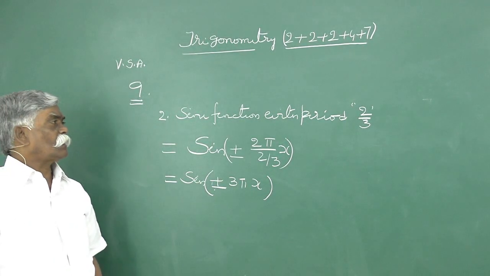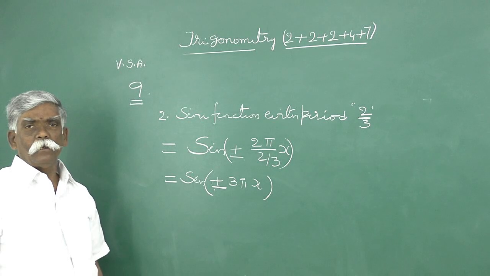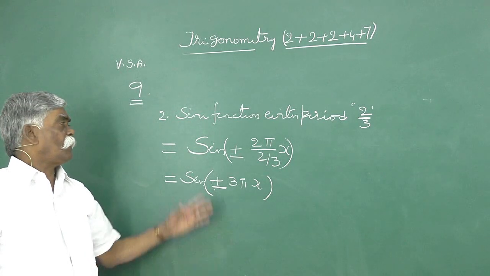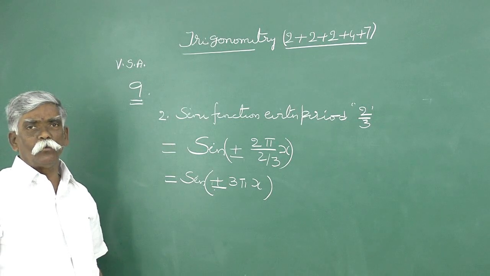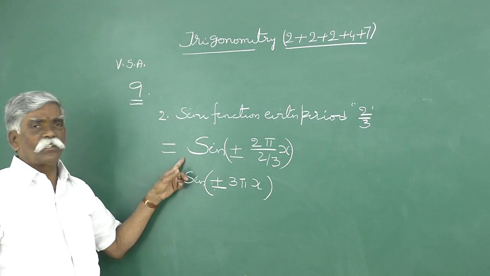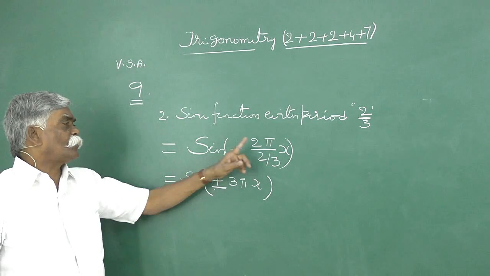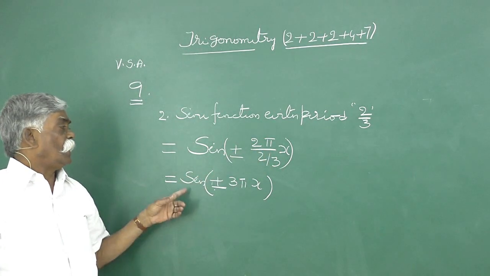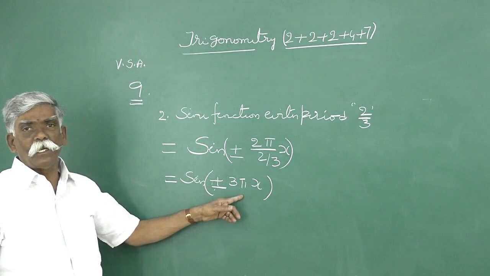So sine function with period 2 by 3. For any sine function the period is 2 pi, but for our required function the period must be 2 by 3. Therefore the sine function is sine of plus or minus 2 pi by 2 by 3 into x, that is sine of plus or minus 3 pi x.